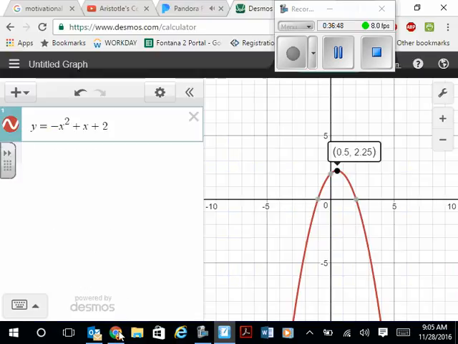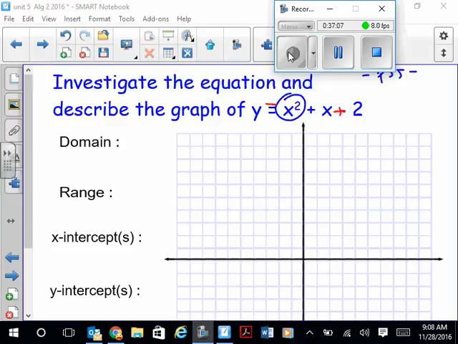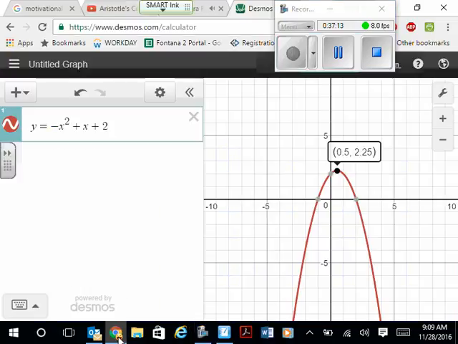What were the 2 X-intercepts? Well, let me write this down. Give me one of the X-intercepts, please. The X-intercepts would be -1, 0, and 2, 0. And what was the line of symmetry? It's 0.5.